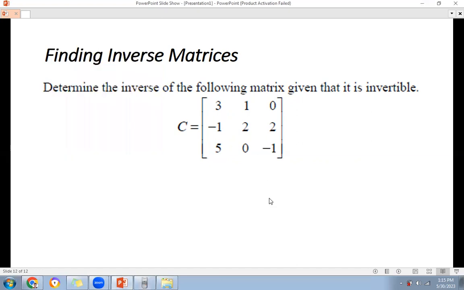Okay, so all right, that's it for now. The application of matrices using calculator. Thank you so much for listening.